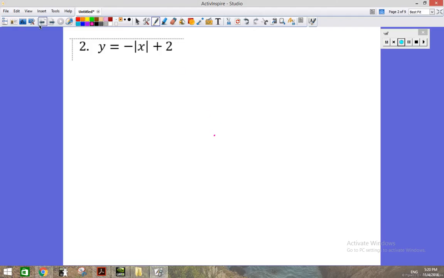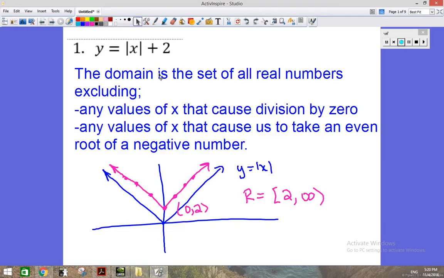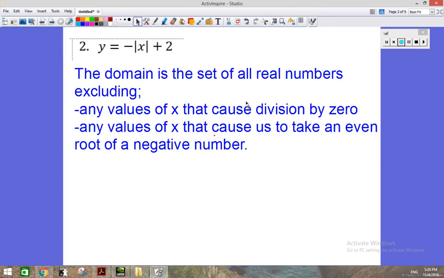Remember the domain. Let's copy this, because it's the same thing that we're going to be saying for quite a while now. The domain is the set of all real numbers, excluding any values of x that cause division by 0. Well, I don't have any variables in a denominator, so I don't have to worry about division by 0.